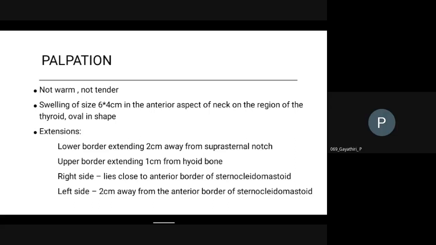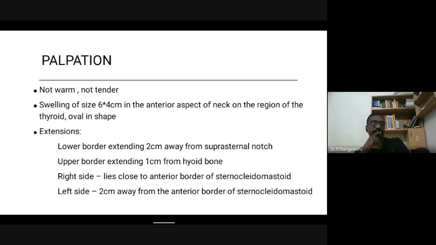Then extension. Lower border extending 2 centimeter away from the suprasternal notch. Upper border extending 1 centimeter from the hyoid bone. Right side lie close to the anterior border of sternocleidomastoid. Left side 2 centimeter away from the anterior border of sternocleidomastoid. That is the extent. Next.